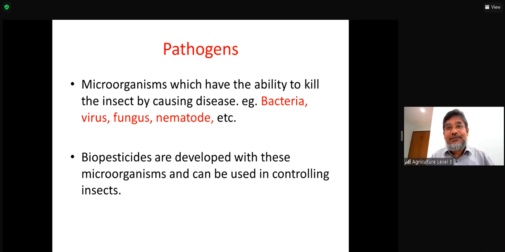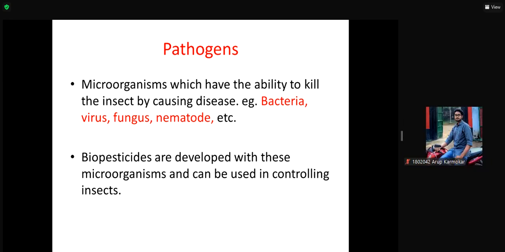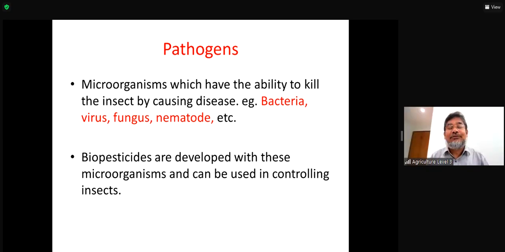When the predator population increases, the prey population will go down. Why? Because predators survive by eating prey. So if we release many predators in the field, our pest population will automatically go down. We can control our pests by using these biological means. These predators and parasitoids are biological control agents.